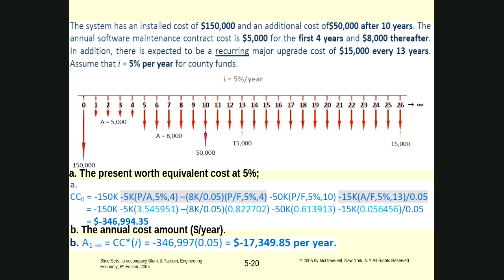The system has an installed cost of $150,000 and an additional cost of $50,000 after 10 years. The annual software maintenance contract cost is $5,000 for the first 4 years, and $8,000 thereafter. In addition, there is expected to be a recurring major upgrade cost of $15,000 every 13 years. Assume that i is 5% per year for county funds.